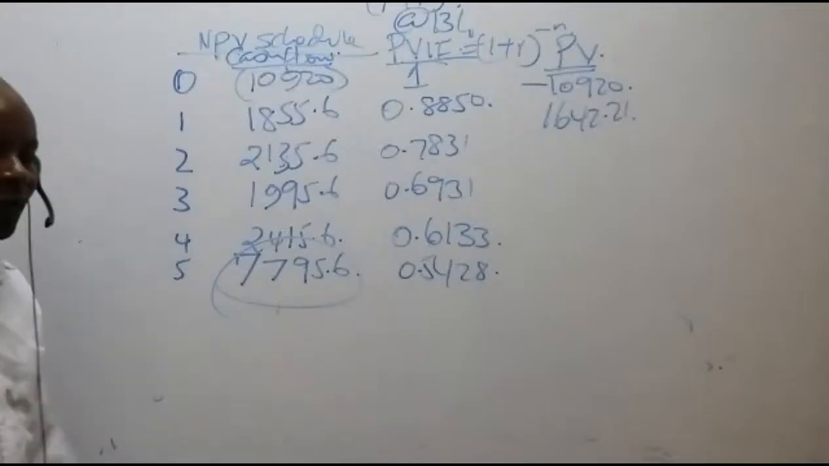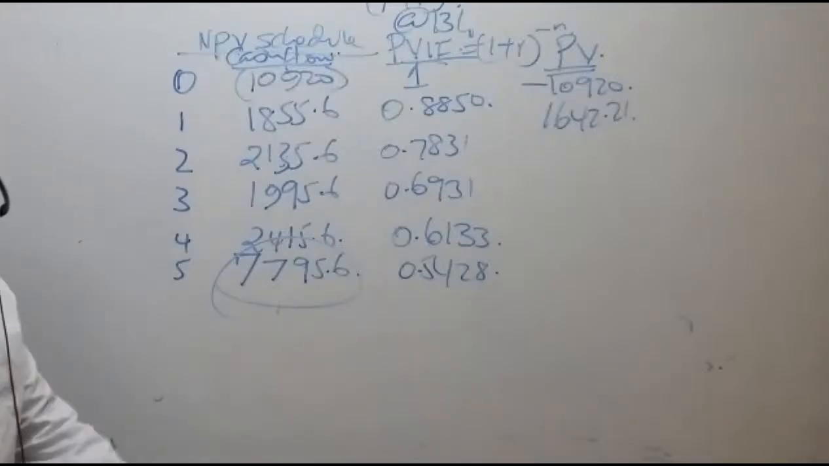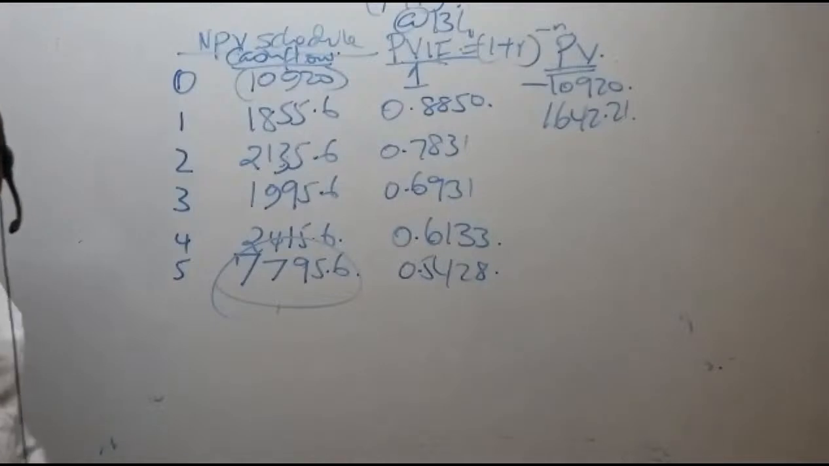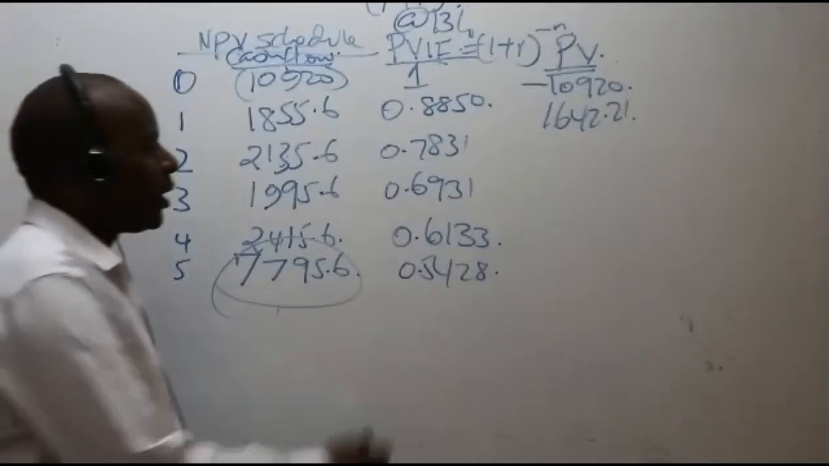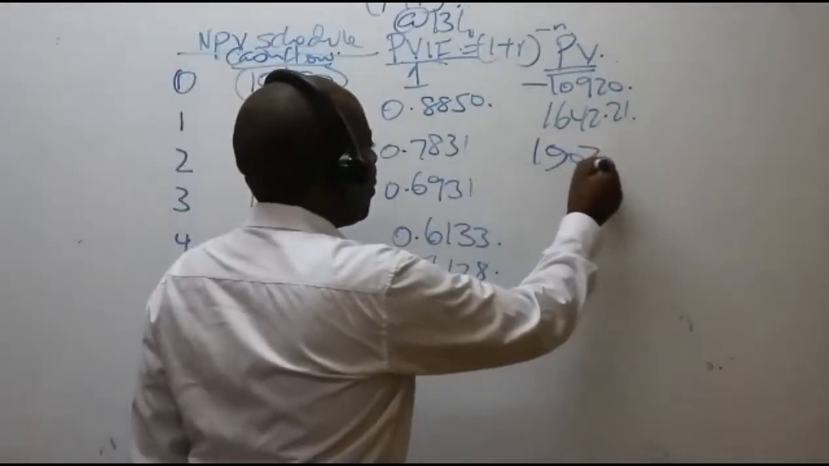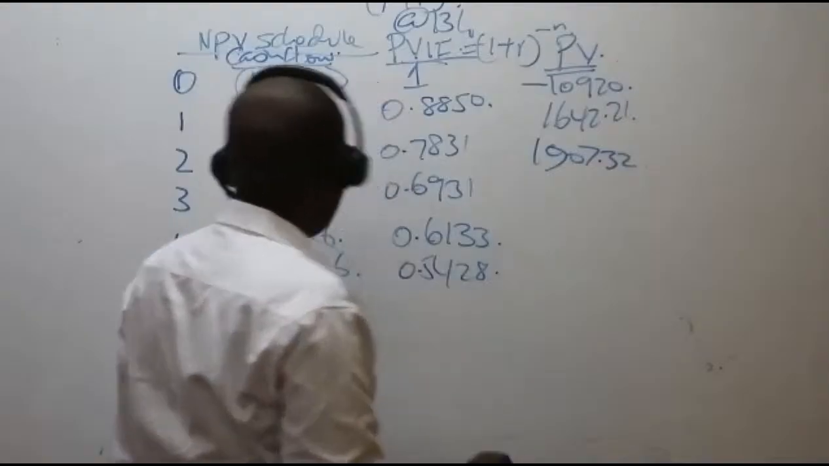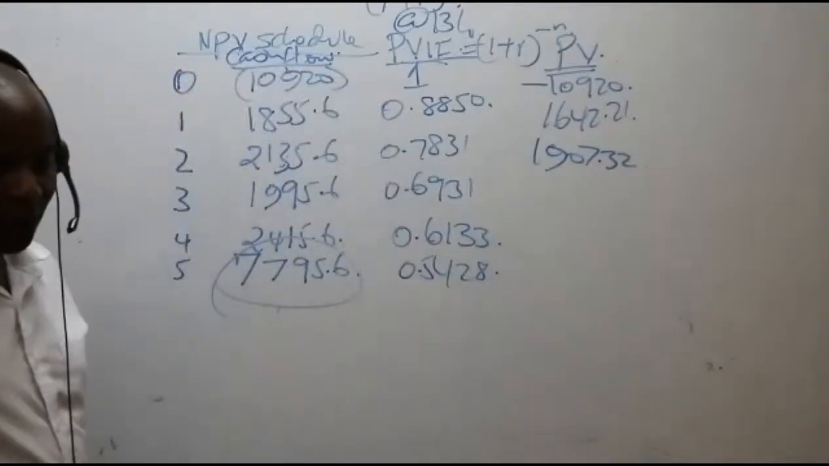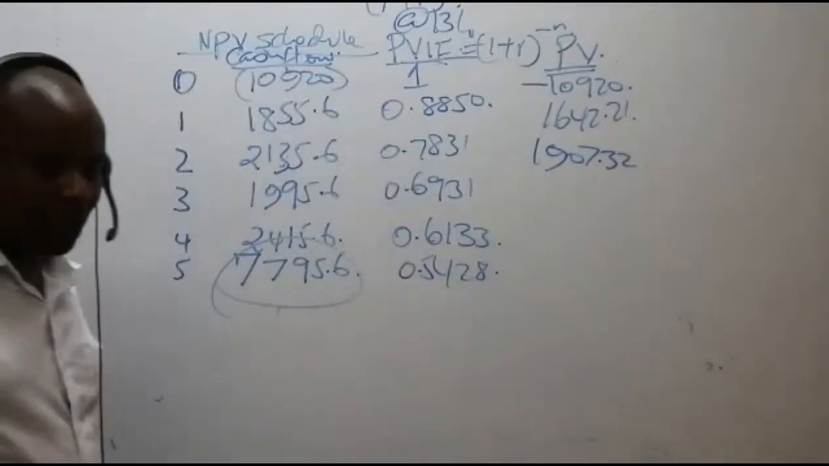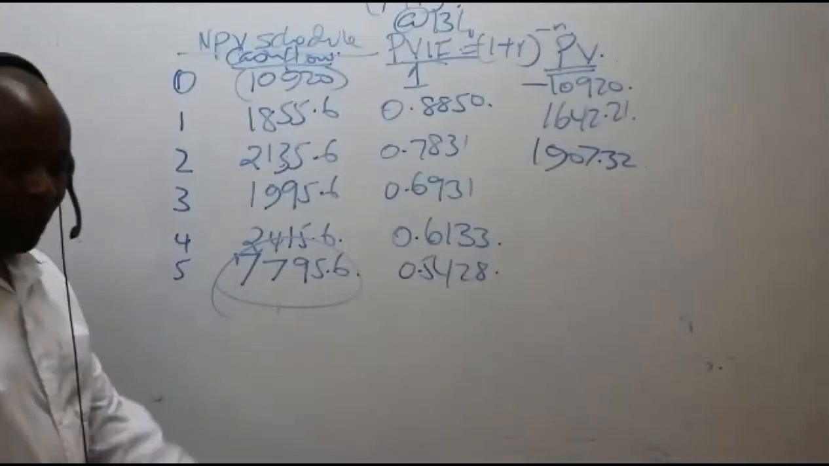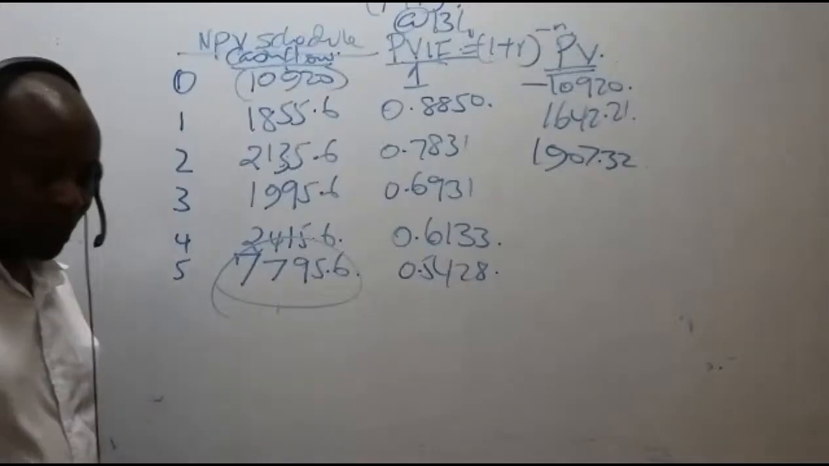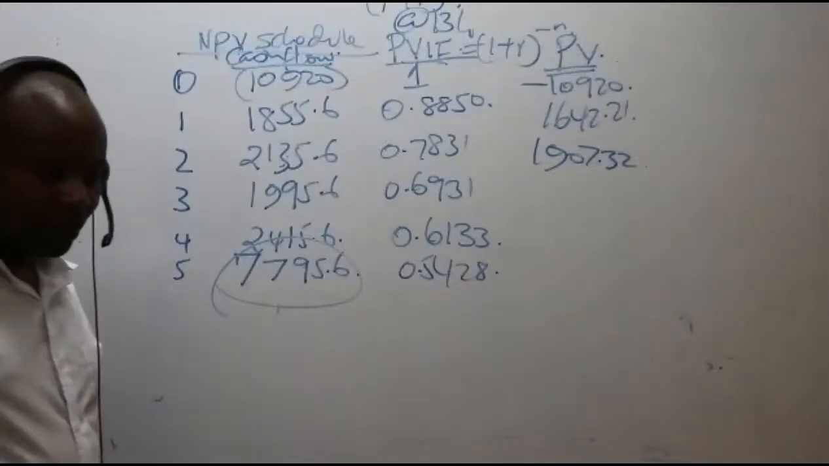Please go to the third figure. What do we have in the third figure? 1907.32. Go to the fourth figure. What do we have? Somebody there. Fourth figure.